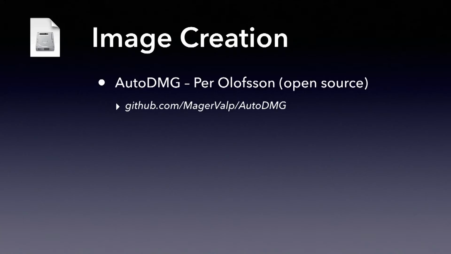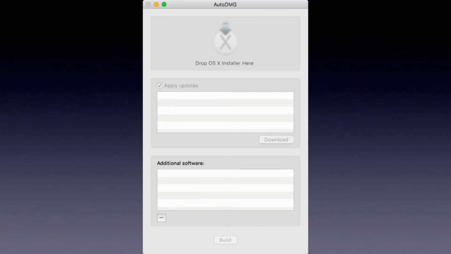It's by another one of our big open source contributors, Per Olofsson from the University of Gothenburg. And if you're in a lab situation, if you want to create a minimal image, testing image, AutoDMG was built for that. It's built for minimal images, but you can scale up. Next slide.